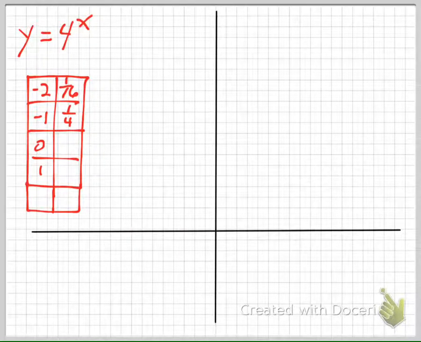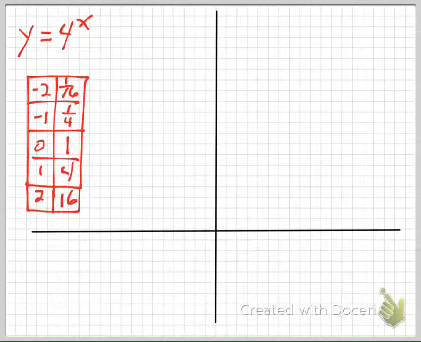Okay. What about when x is 0? What's y equal to? Wrong! Oh, that should have been 1 right there. I should have put that on the quiz. Anything to the 0 power is 1. Oh, my goodness gracious. Anything to the 0 power, people? What if x was 1? Y equals 4. And when x is 2, then y is 16.